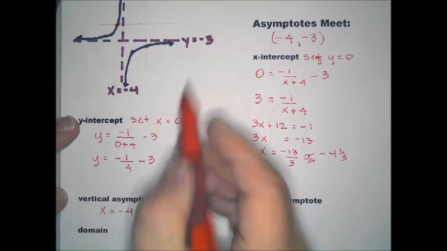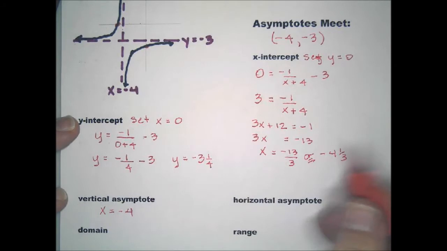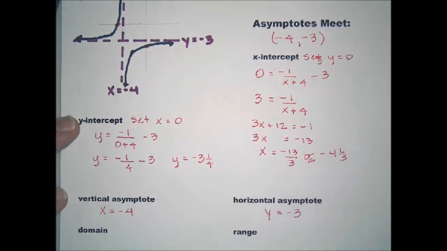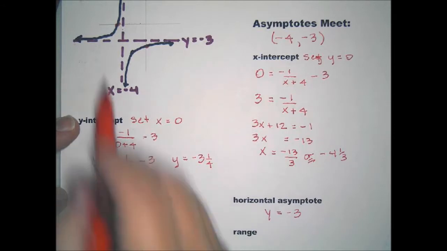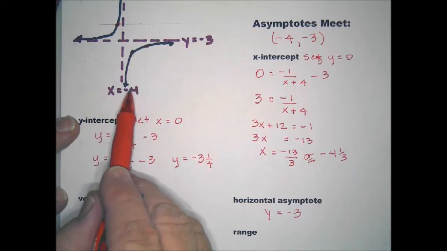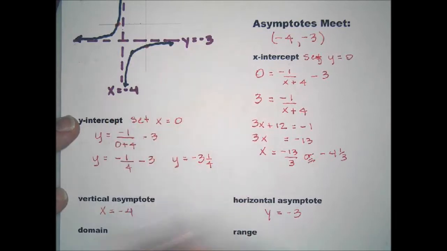The horizontal asymptote, we've already got it. It's y equals negative 3. The domain and range. Domain, think of all the values of x except for the negative 4. So it has to be split. The domain has to be split from negative infinity to negative 4, and then it jumps negative 4, and then on the other side of negative 4, it goes to positive infinity.